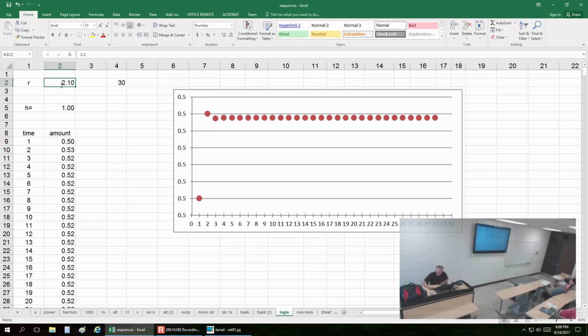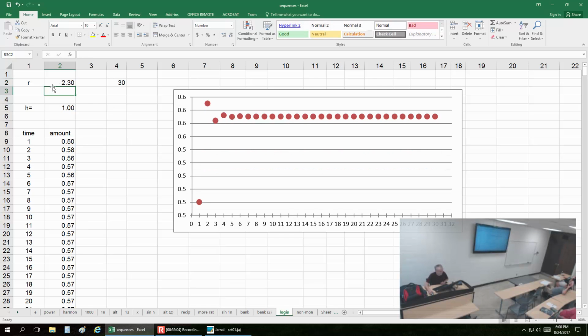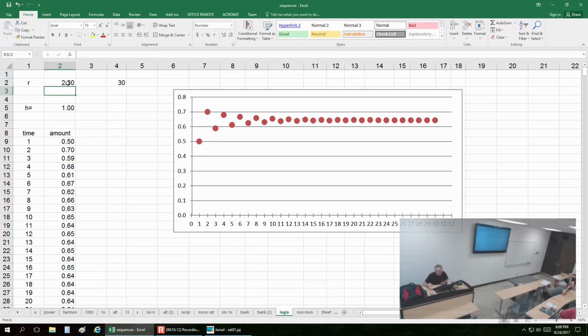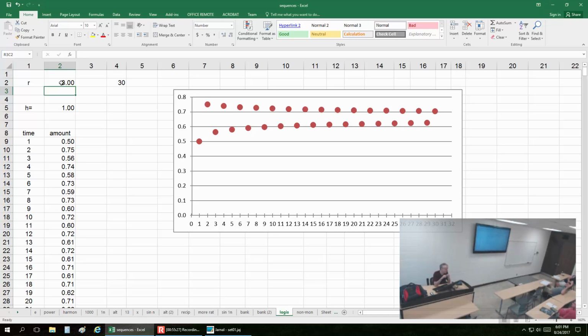Still okay. Still okay. At some point, some interesting stuff starts to happen. I just can't remember at what point exactly. 2.8. See how it starts to oscillate. Oscillate, but the oscillation dies out. So one more time, more oscillation, still dies out. But if I put 3 here, well, let's see. You see that it's broken up.